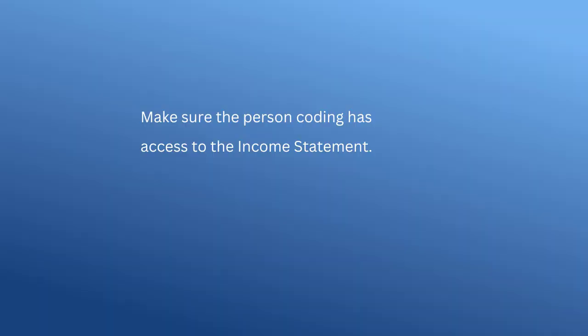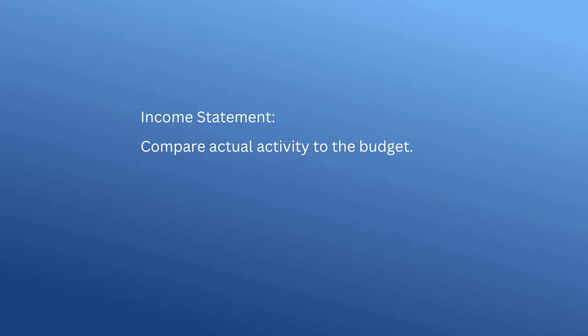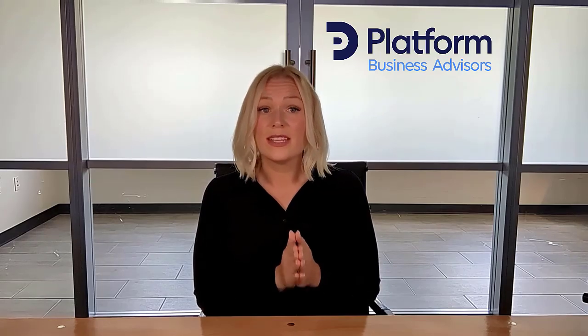Number 2, make sure that person has access to the income statement, the trailing 12, and the GL detail, so they could drill down on accounts and see exactly what's gone astray when something looks out of whack. Let's dive into that a little deeper. On the income statement, they'll be able to compare actual activity to the budget, so they'll notice if something's way bigger or smaller than was expected.